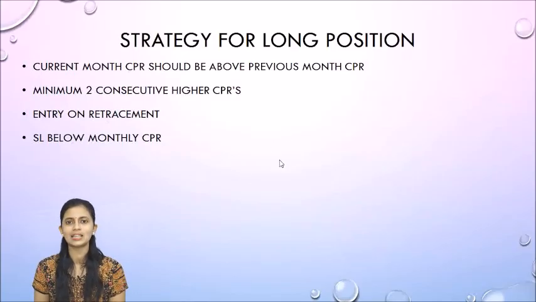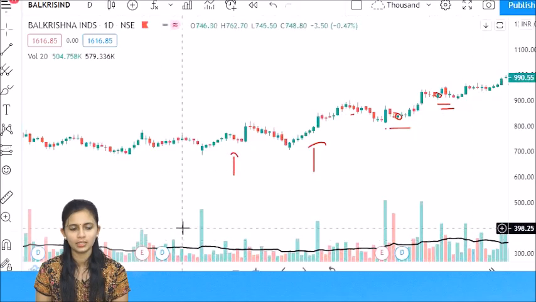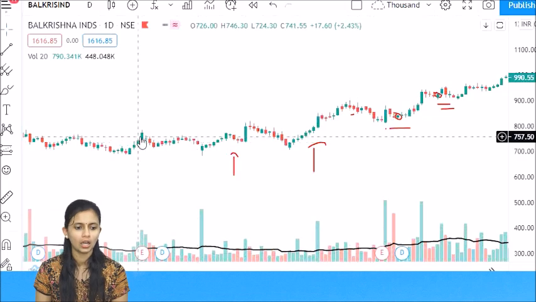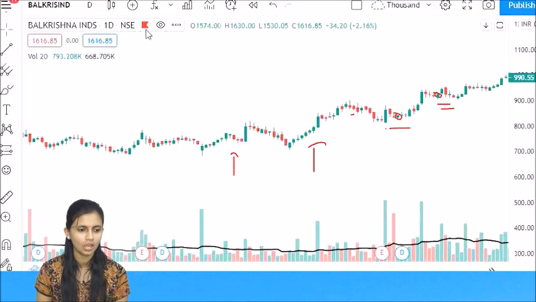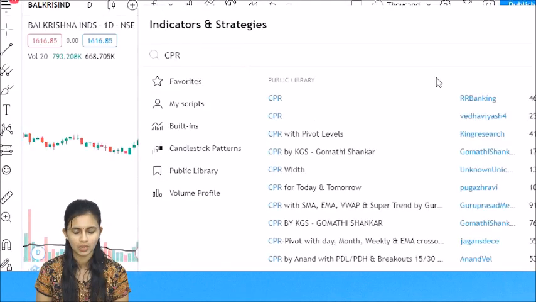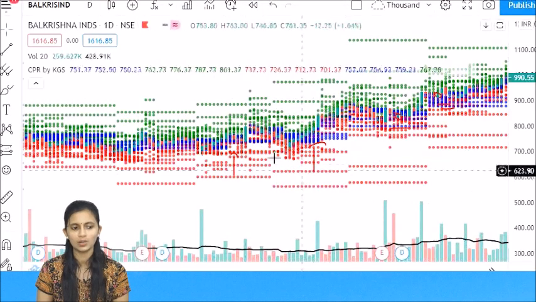Now clearly we will see this using the chart. I am using this TradingView portal. You can open an account free of cost in this portal. The indicator that I am using is CPR. Many CPRs are available, and you can choose any of them. What you have to do is just click here and type CPR. There are lots of CPRs over here. I use CPR by KGS. So once you select this, a lot of things will come over here.